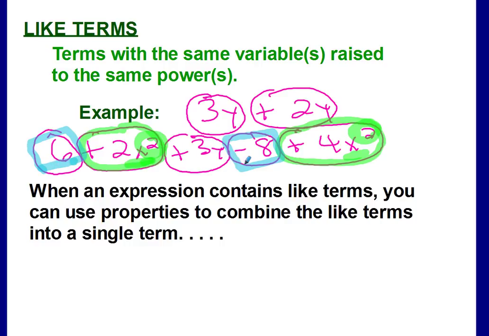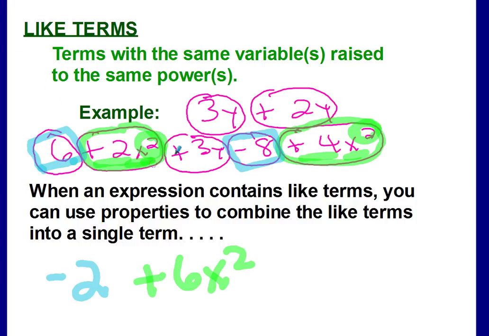So looking at our two constants, we can combine them, 6 and a negative 8. The signs are different, subtract, and you get a negative 2. Then our next like terms are our x squared terms. We have positive 2x squared and positive 4x squared. To combine them, we add their coefficients. 2 plus 4 makes 6. Positive 6, and it's x squared. The variable and the power stay the same.